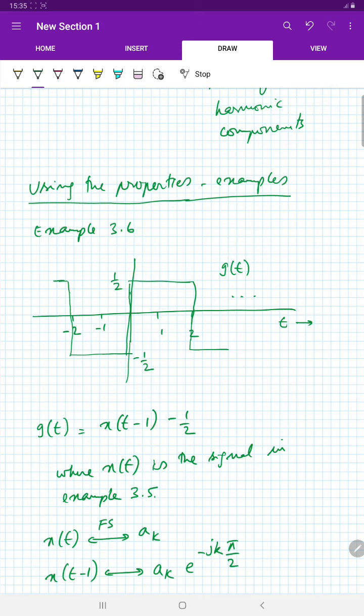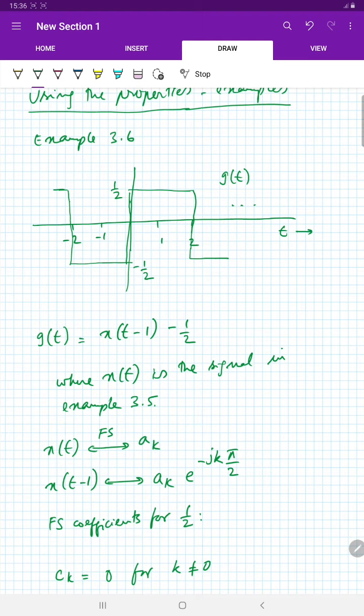So gFT is actually represented by x of t minus 1 minus half, because this is also scaled to half and minus half. If you remember the example 3.5, which we covered in some of the earlier videos, we had a symmetric square wave which had an amplitude of 1. From that square wave, by applying these transformations, which is basically a time delay followed by an amplitude shift, you get gFT, which is the signal we are interested in.